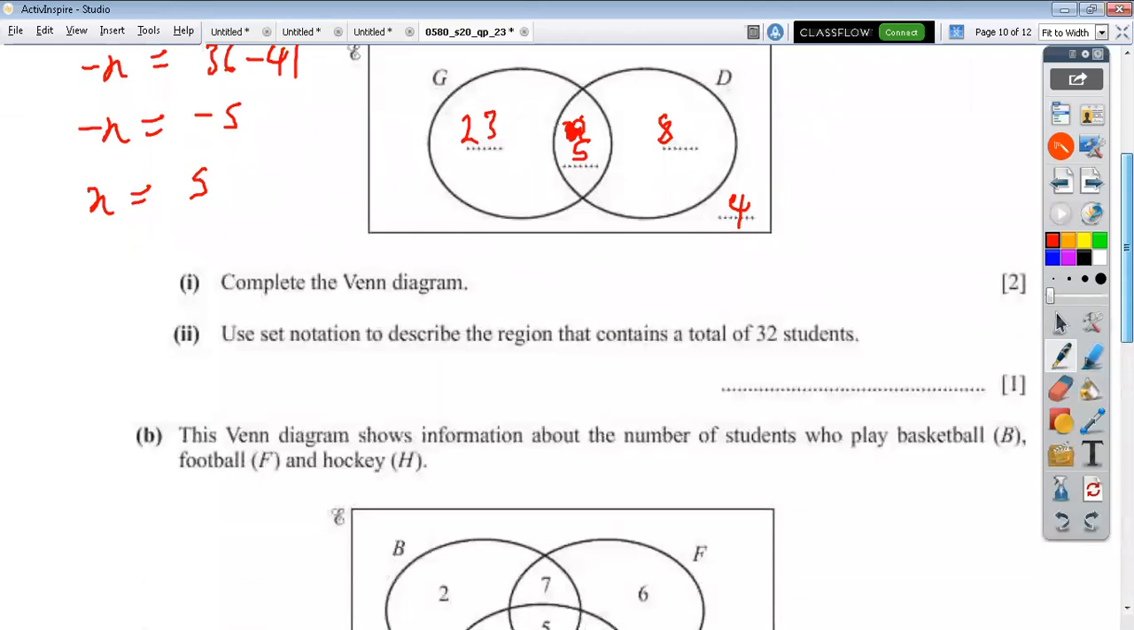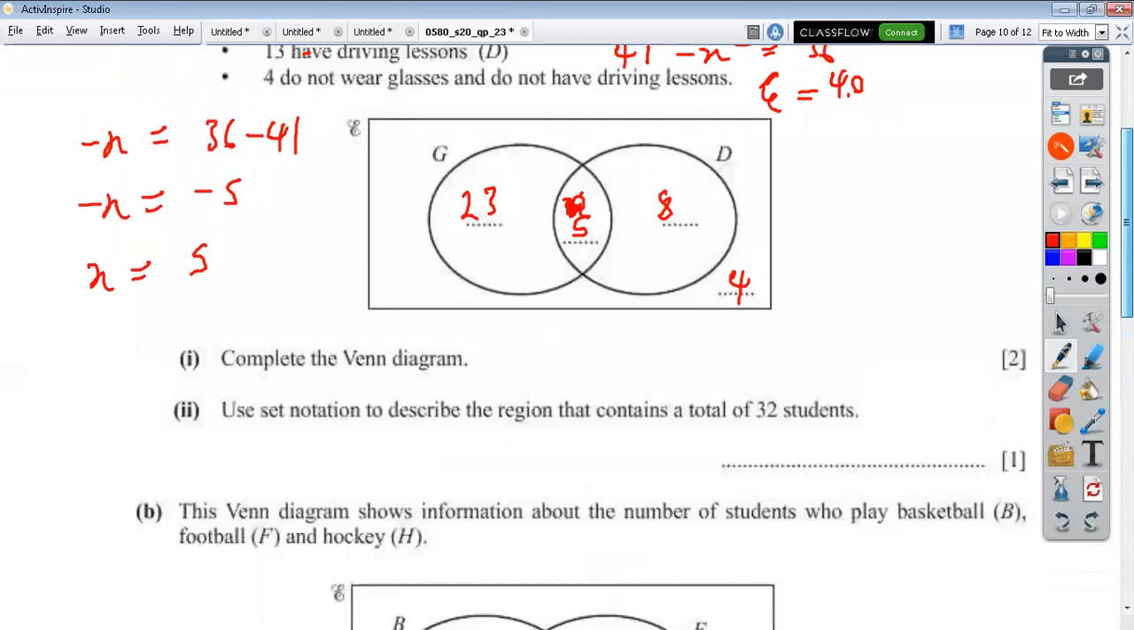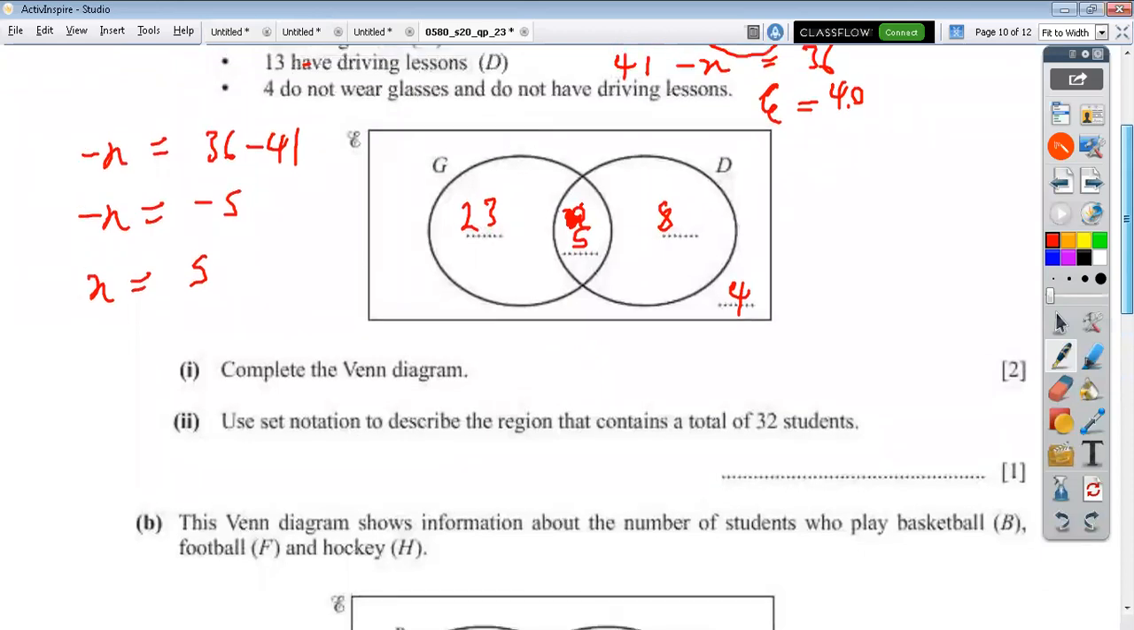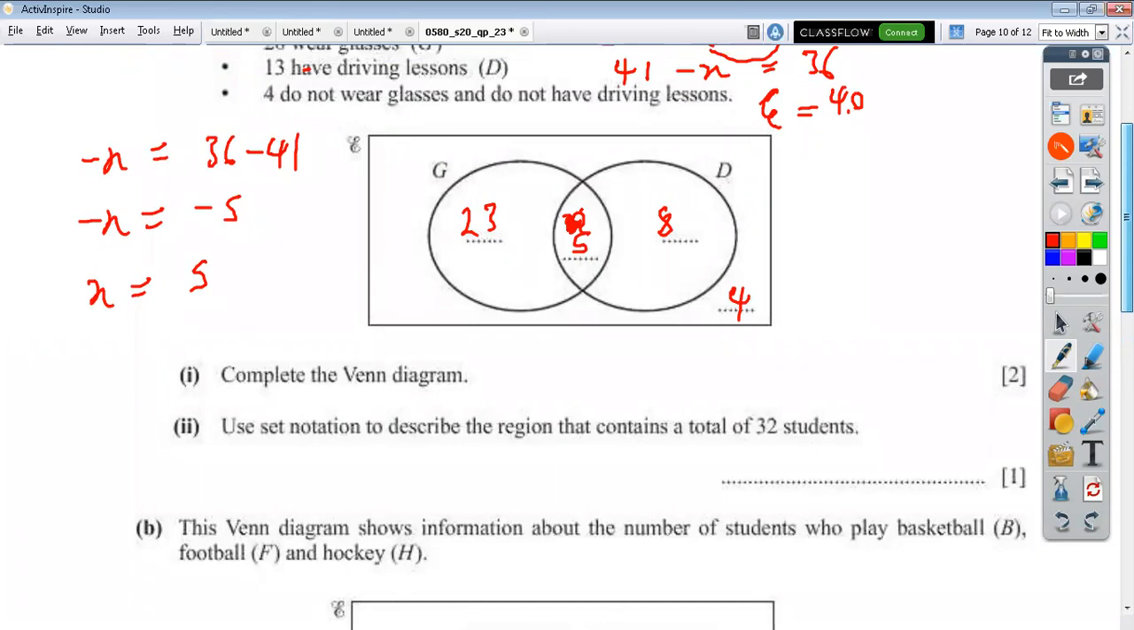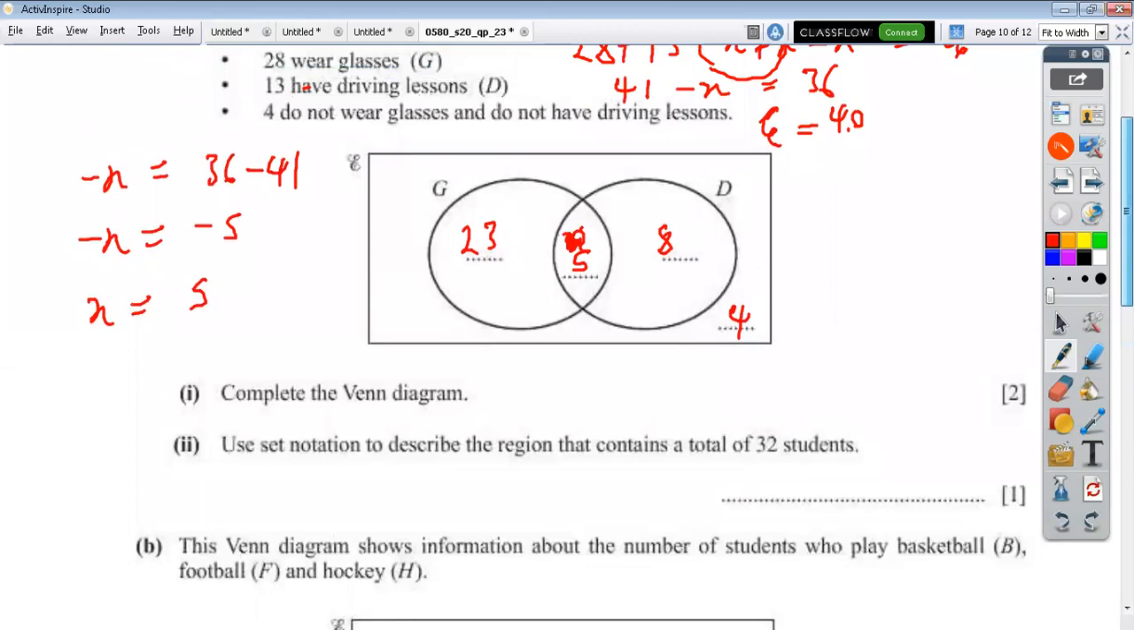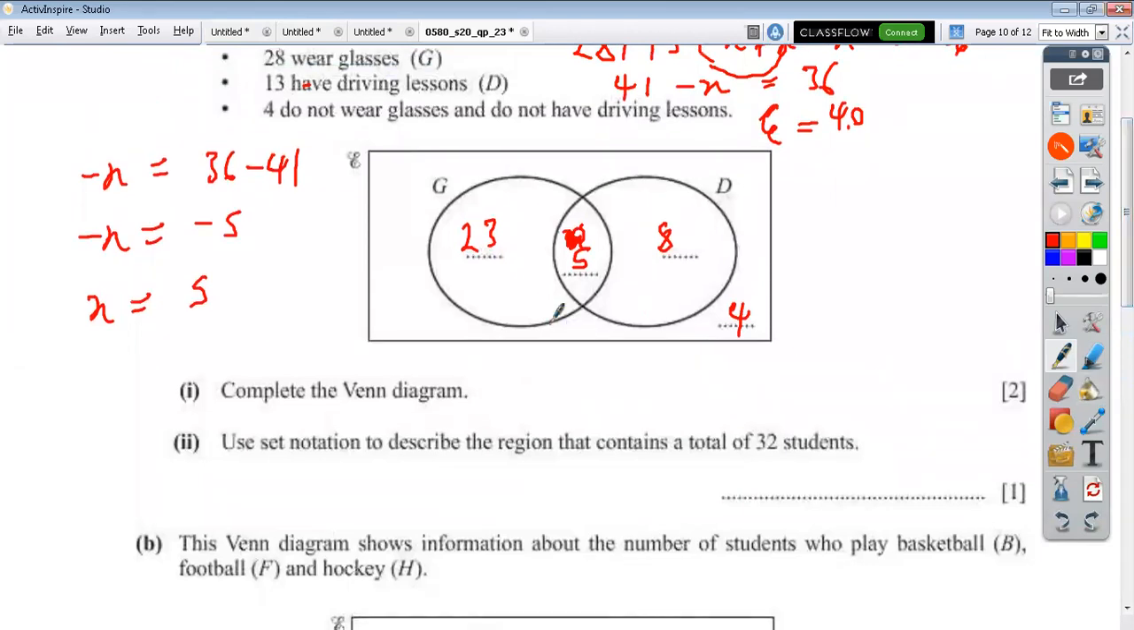Now, on the Venn diagram, use your set notation to describe the region that contains a total of 32 students. 32 students. Where do we add to get the 32? We said this was 36, 32 students. So what do we add to get 32? You start your Venn diagram again.